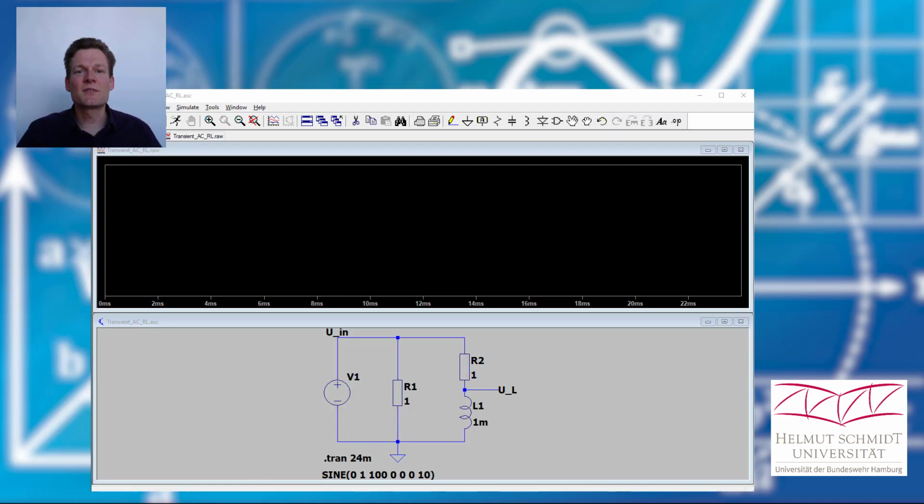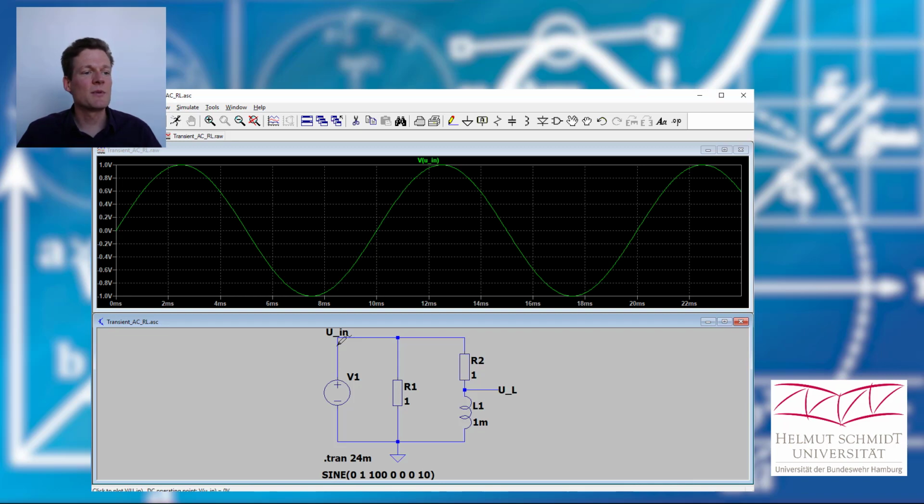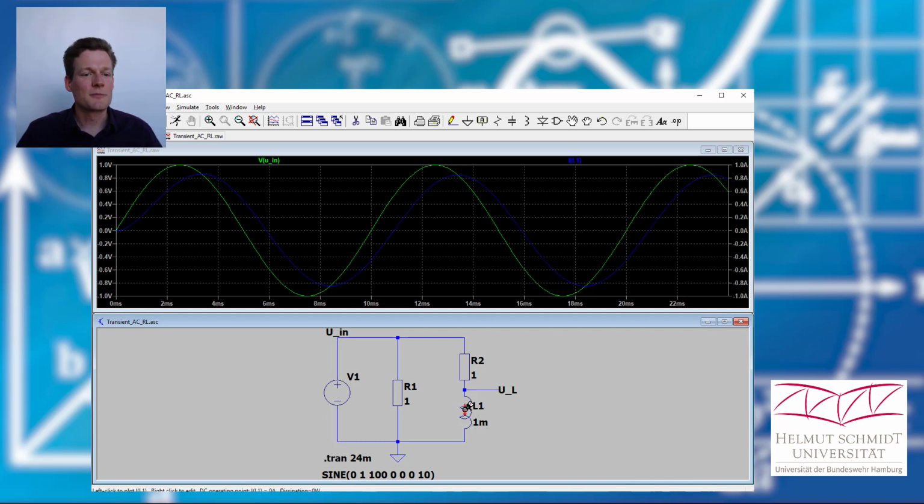I use the same circuit in our simulation program. So we have here our two resistors and our inductor, but this time I use a sinusoidal voltage source. You see here the amplitude is 1 volt and the frequency is 100 Hertz. And now I want to have a look at the current in our inductor. Okay, and it looks quite sinusoidal.